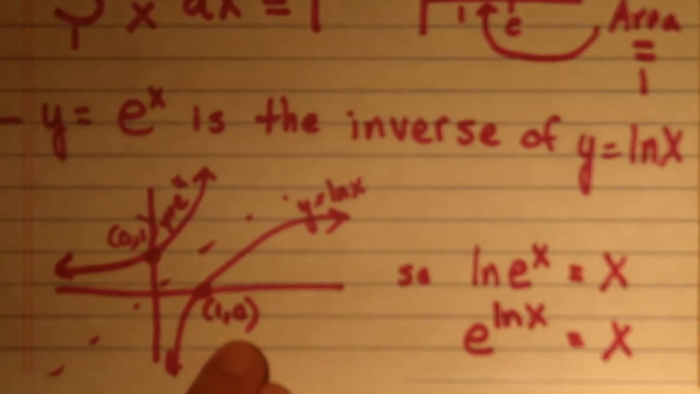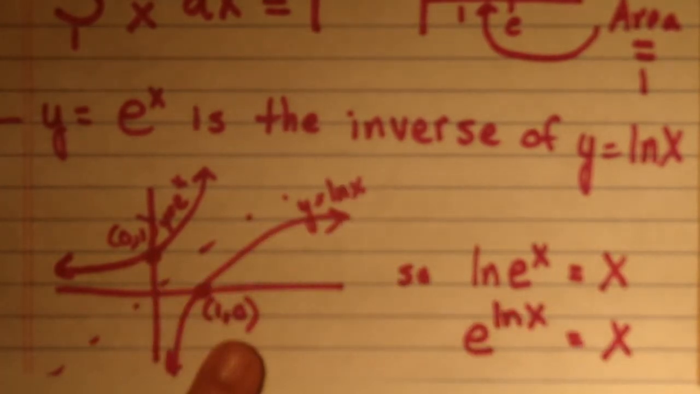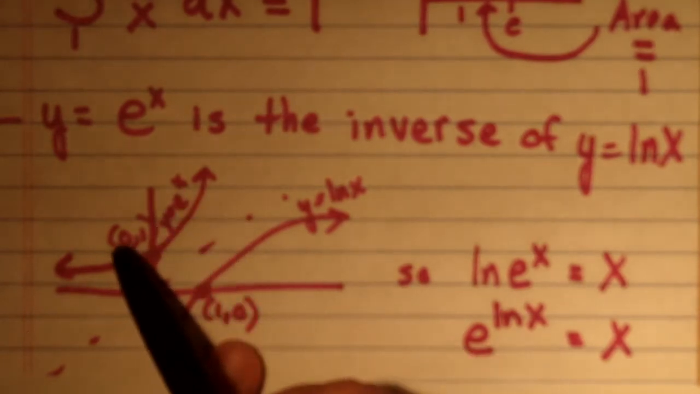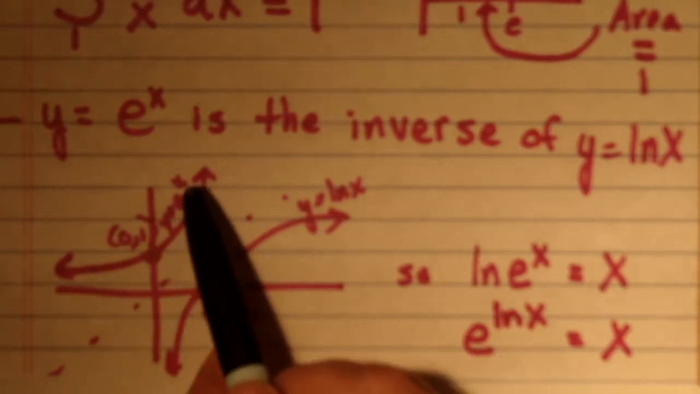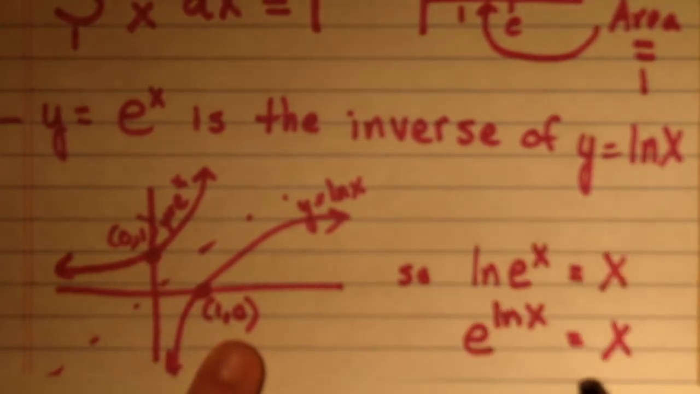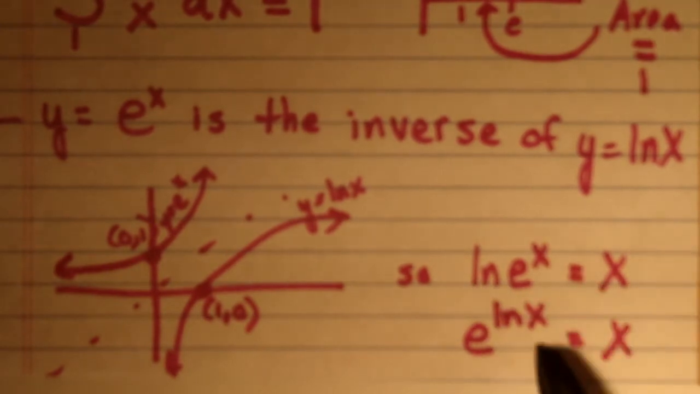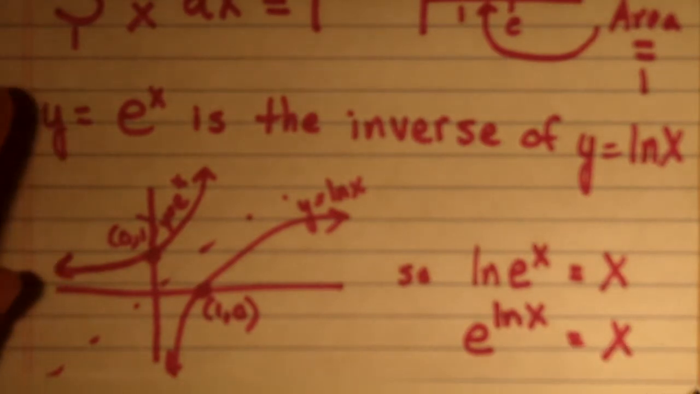And so if two functions are inverses of one another, that means I can just reflect this function through the line y equals x. And here's my function e to the x. Of course, passing through the point (0, 1), because e to the 0, anything to the 0 power is 1. So all exponential functions pass through the point (0, 1). And I think you're familiar with this as well. Since they are inverses of one another, we get this relationship, that the natural log of e to the x is just x, and e to the natural log of x is x.